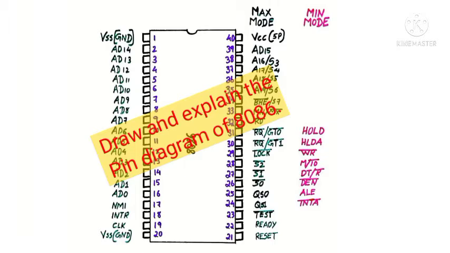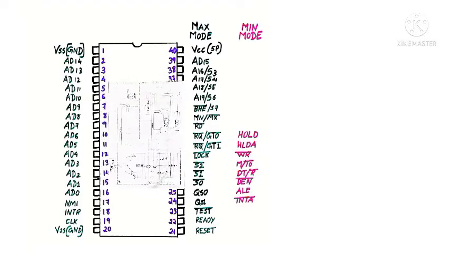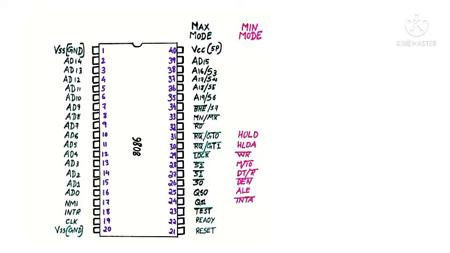In the previous video, we have seen the internal architecture of 8086. That means what we are seeing inside this microprocessor. In today's lecture, we are going to see the pin diagram of 8086. As you already know, it is the first 16-bit microprocessor available with a 40-pin dual-in-line package.